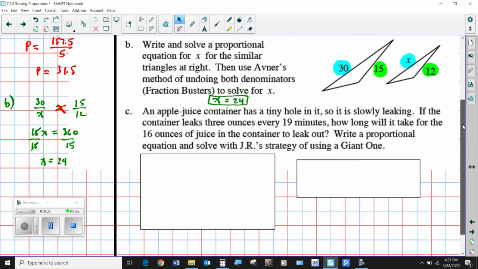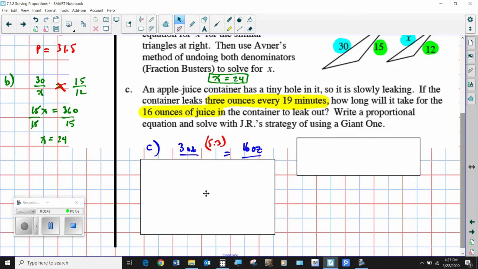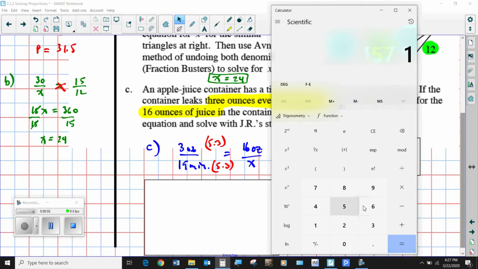Now for this last problem, it says an apple container is leaking, and it leaks at a rate of 3 ounces every 19 minutes. So that's the ratio we're looking at. How long will it take for 16 ounces to drain out? Well, let's set this guy up. And they say to use a giant 1, so I'm going to have to take 16 and divide it by 3 to figure out what my giant 1 is.